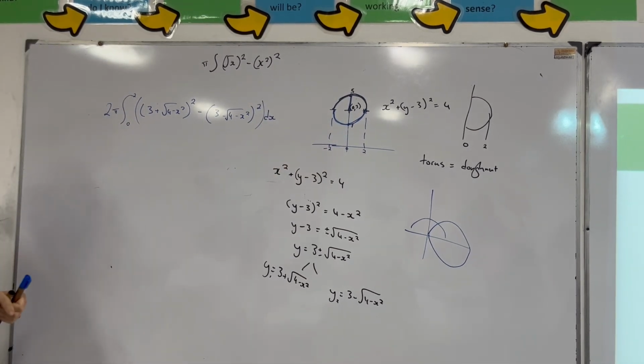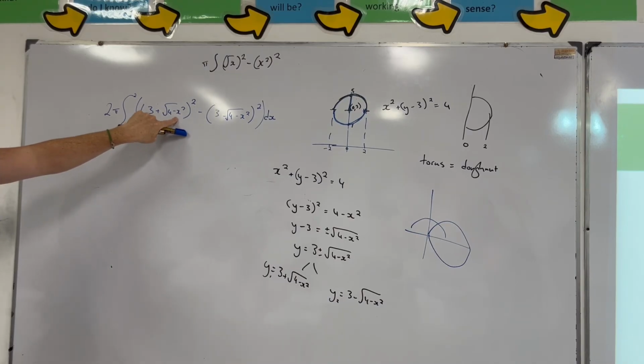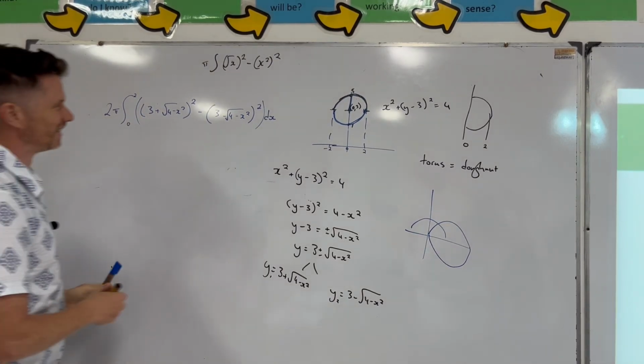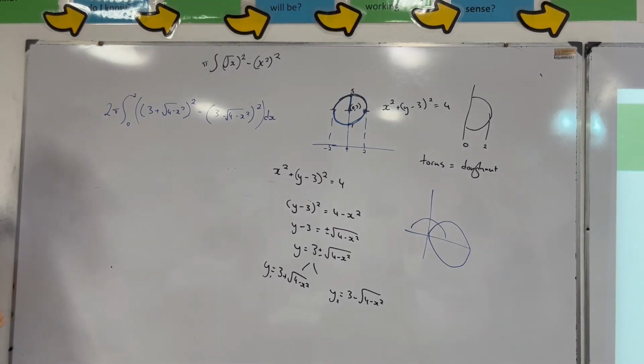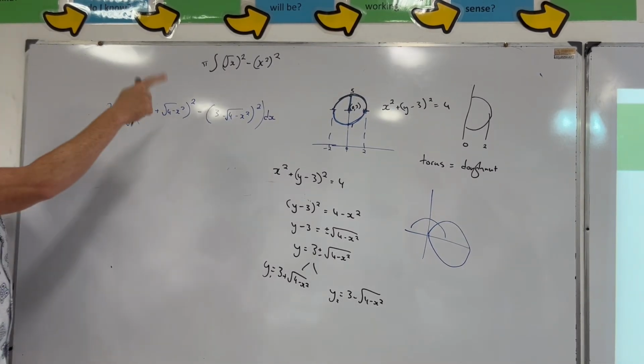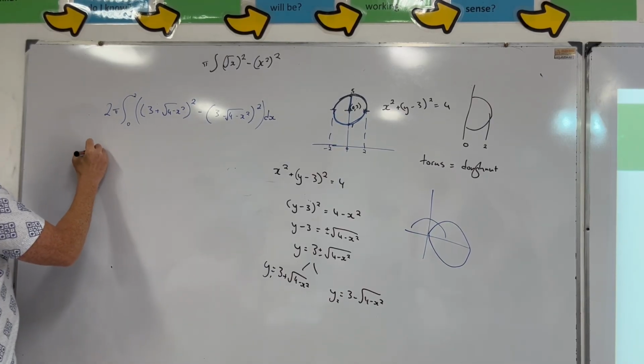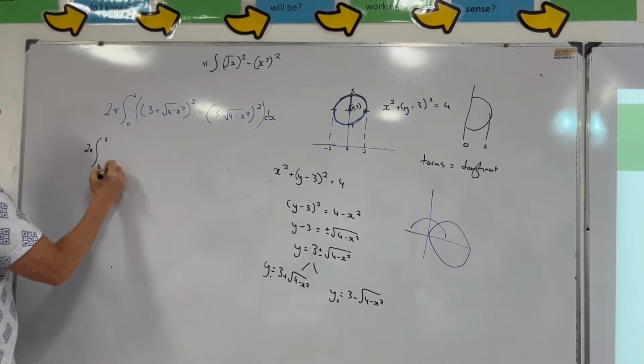What do I do here to square this out? You do 9 plus, bracket. You've got to do it slowly and do it correctly. Don't say that this square just disappears, the square root, and then it's 9. So it's 2 pi between 2 and 0.